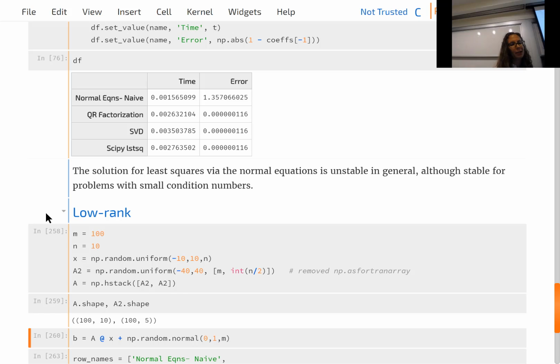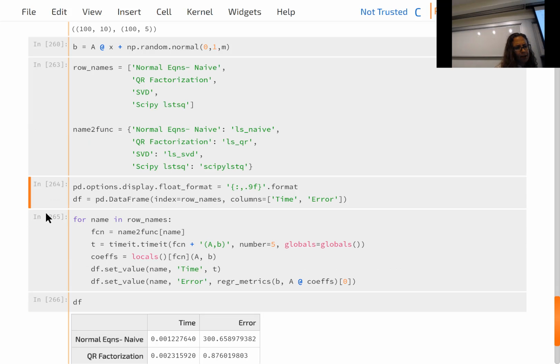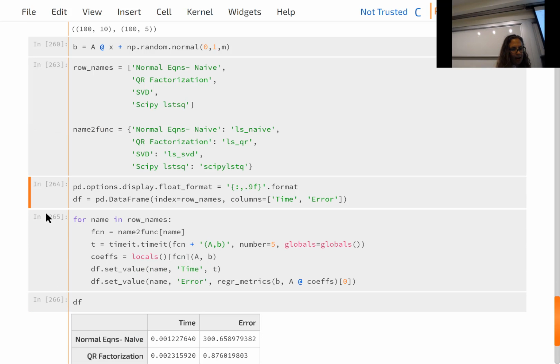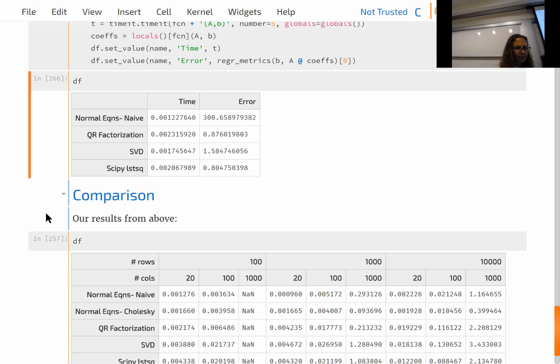And then one more example, and this is a little bit redundant. This is with a low rank matrix. So really I've just created a set of rows, and then I've stacked them on top of each other. So there's a huge amount of redundancy in this matrix. And running that, we get a large amount of error for the naive solution. And then we do have more error than we've had previously for the others. And SVD is noticeably worse than QR in this case, although SVD is quicker.